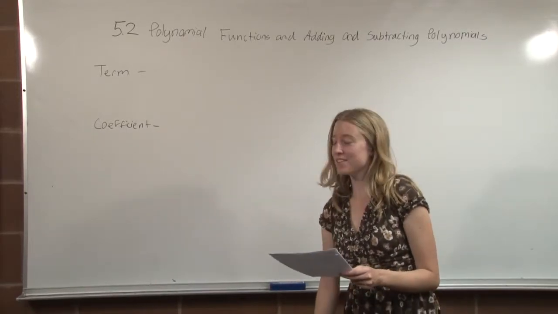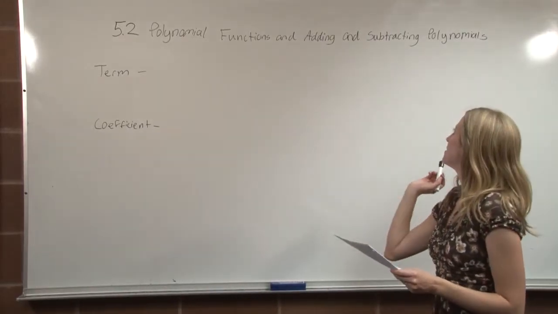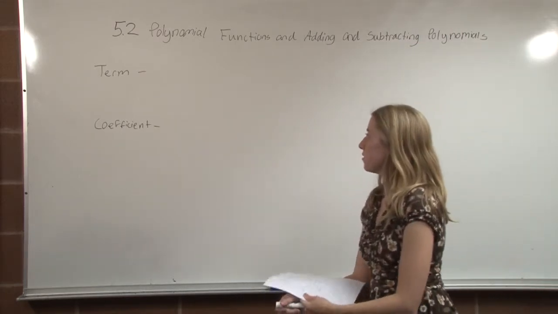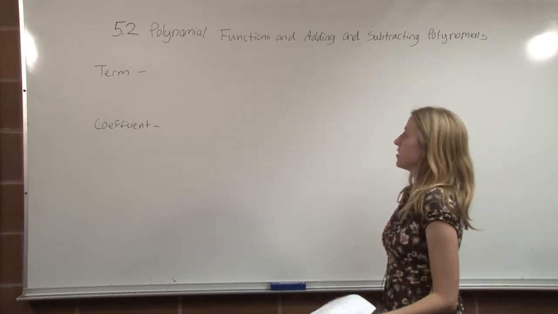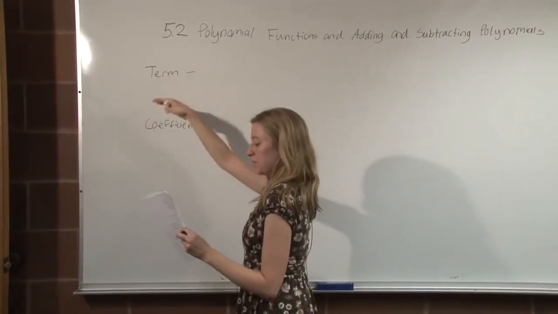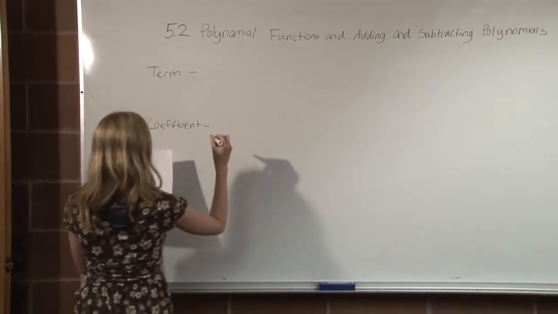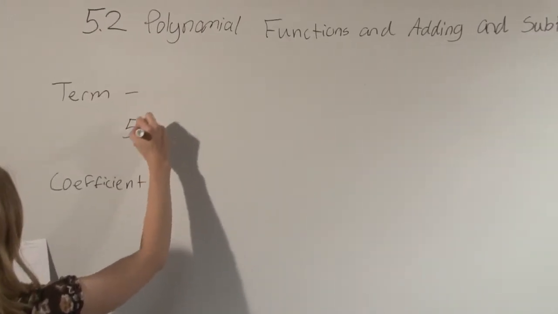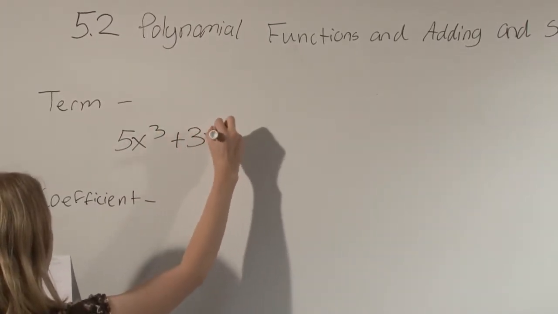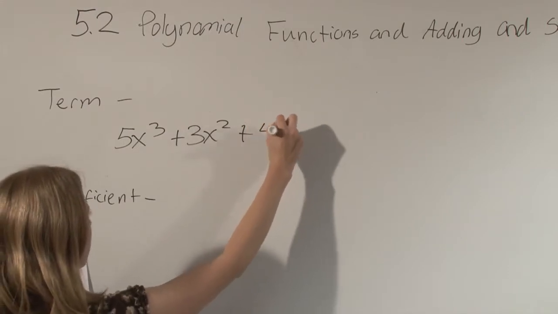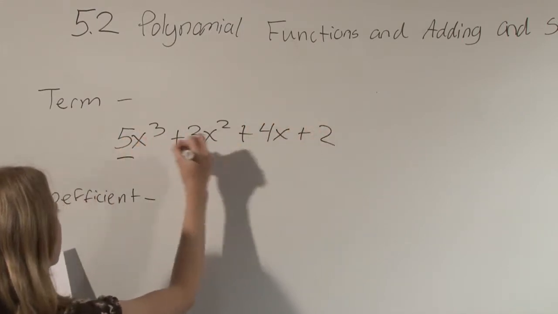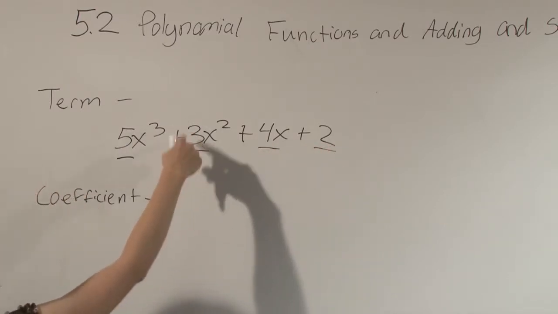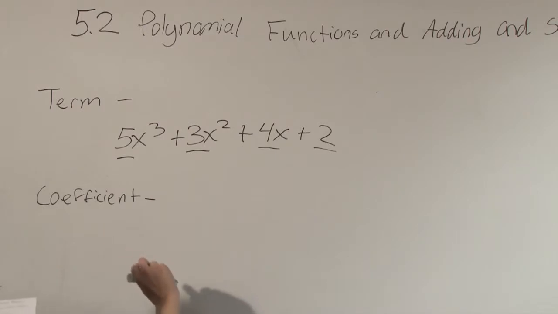This lecture is on section 5.2, which is polynomial functions and adding and subtracting polynomials. So the first thing we have to go over is some definitions. The first definition is what is a term in terms of a polynomial. So if I have an expression like this, the terms are going to be all of these, either numbers or variables that can have coefficients and powers.